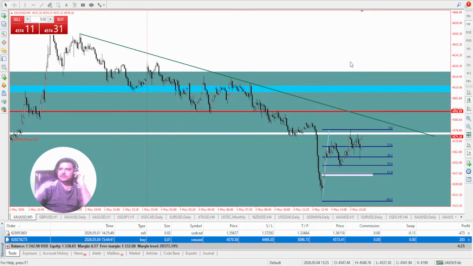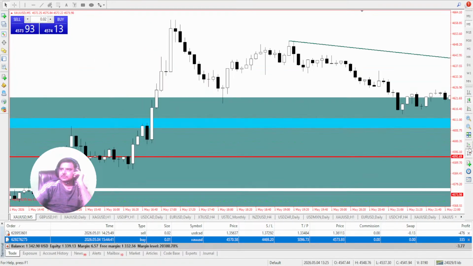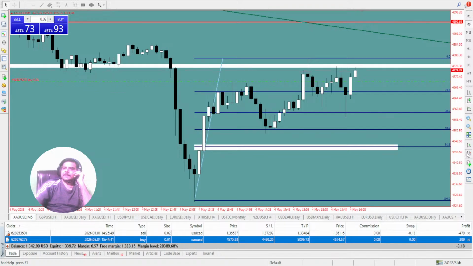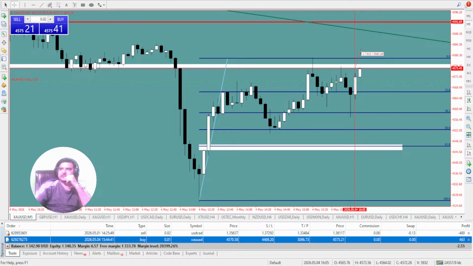Observe, we will be observing this trend line, okay? Let me zoom in. Again entered at this zone. Let's see if this time it can break it or not.